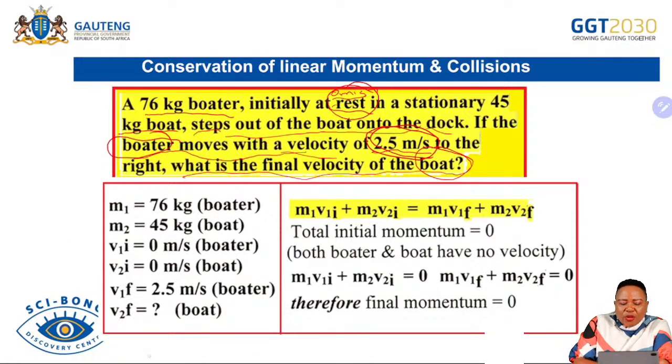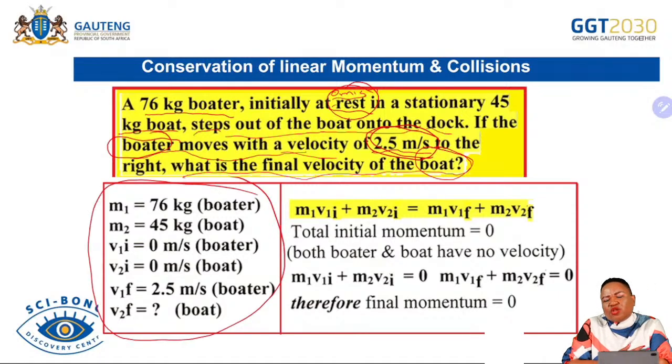So you see, when you look at all these values, if you can't organize your data, you might start by having a problem of even which formula do I use, where must I substitute. So write all your data. There is a boat, there is a boater. You need to know the mass of the boat, the mass of the boater, the initial velocity of the boat, the initial velocity of the boater, the final velocity, all of that information. You need to know it before you start using any formula.